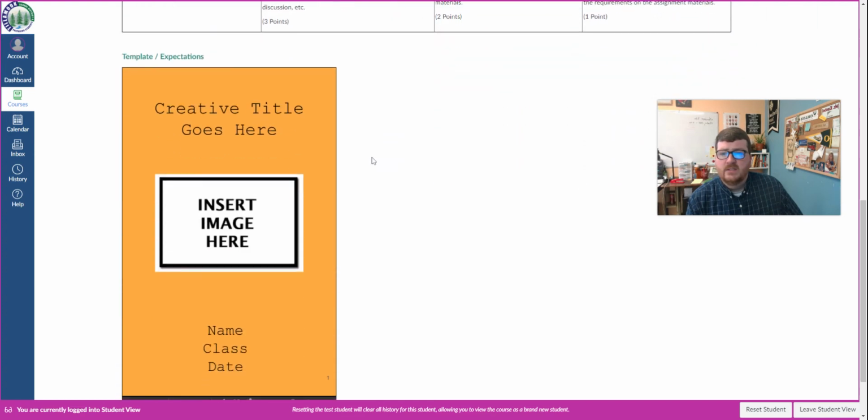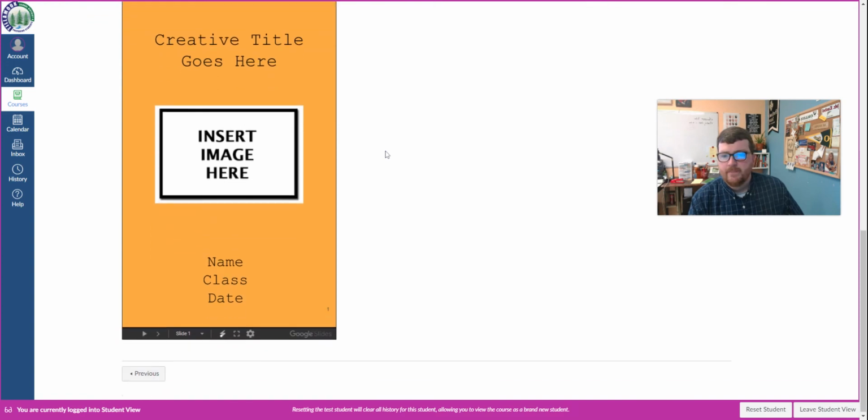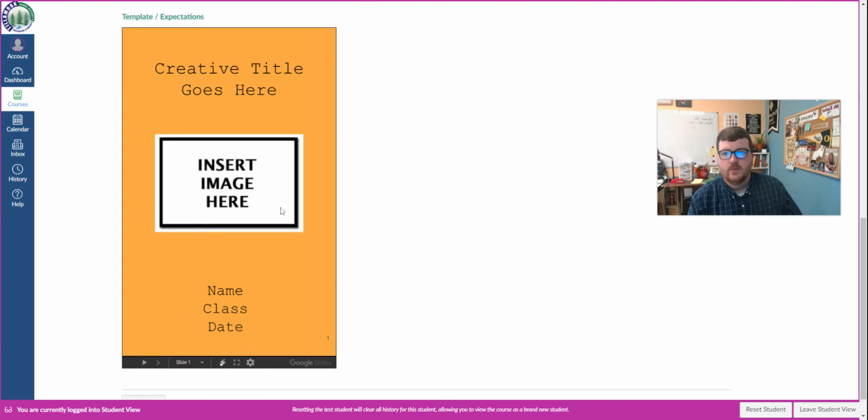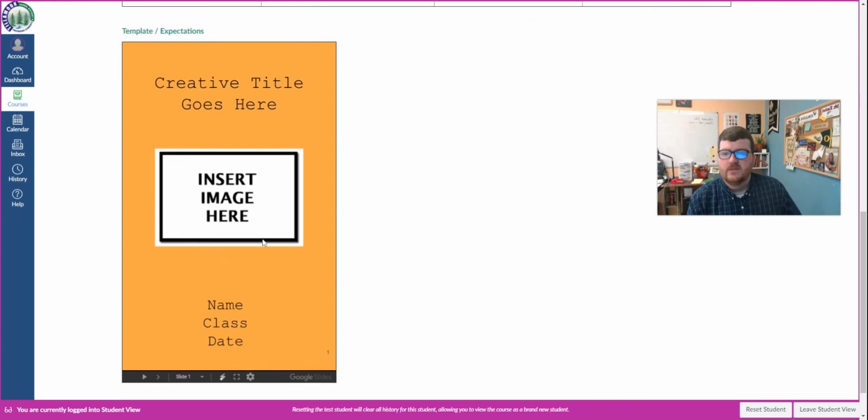And then the last piece here is a template / expectations. This is an example of what you could come up with. I went into Google Slides and I changed the size of the page so it looked more like a magazine. I think this was 7 inches by 5 inches maybe. But you could do whatever makes sense for you.